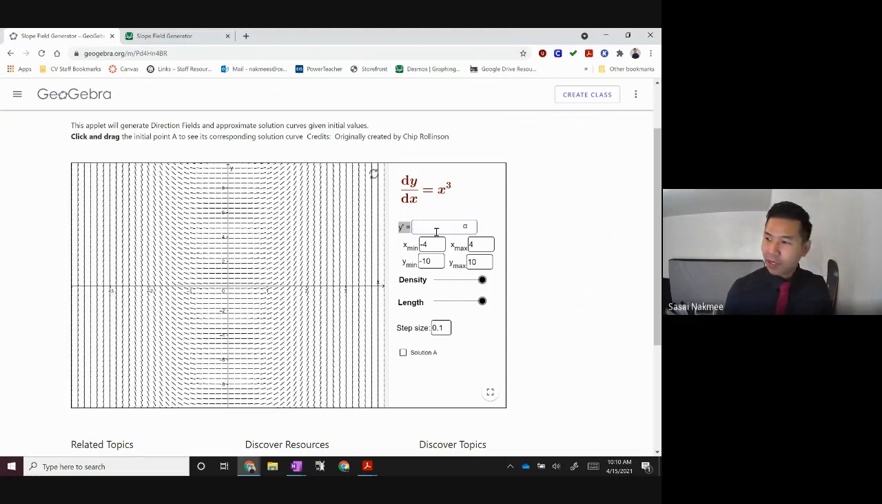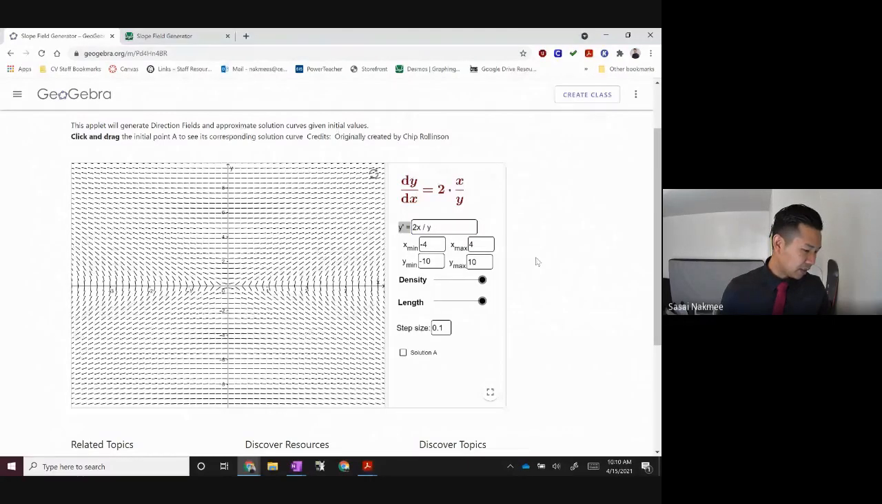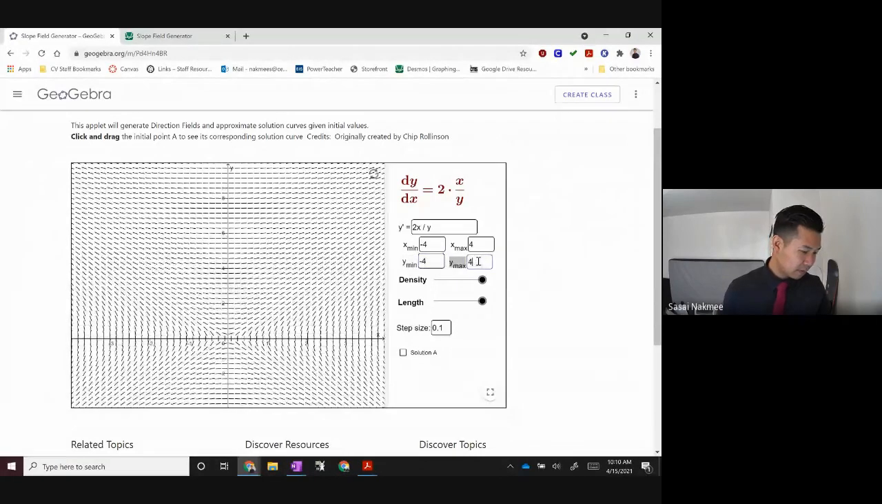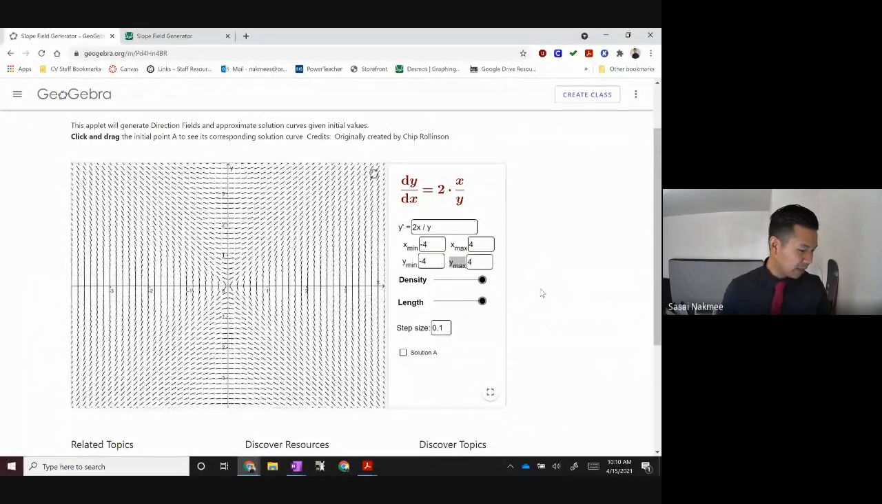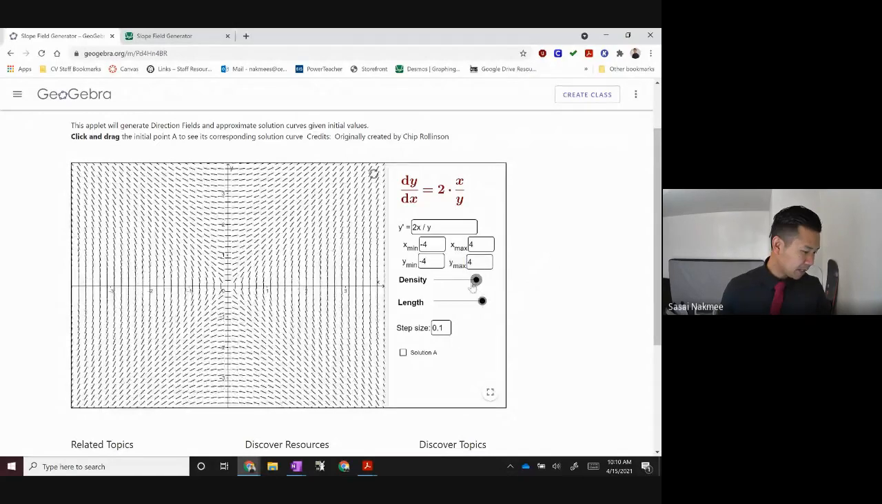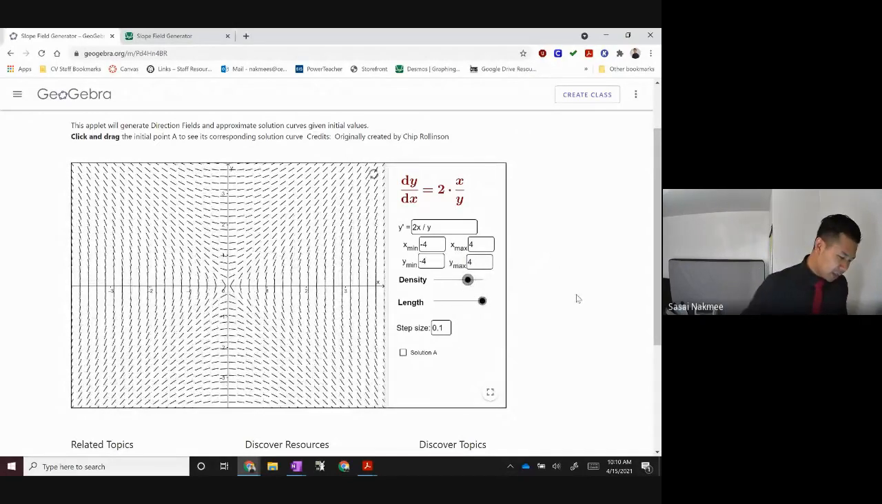Anyways, this equation right here, the slope field of 2x over y. If I were to graph this one, something like this. Not too bad, right? Make it not as dense so we can see it a little bit better. All right, it looks something like that. It looks like a hyperbola.